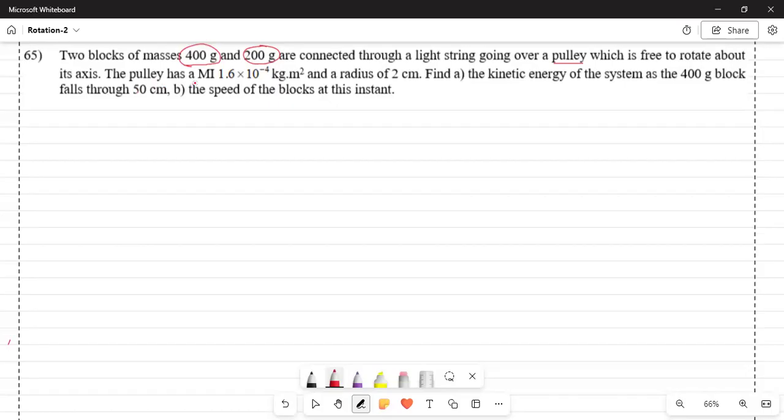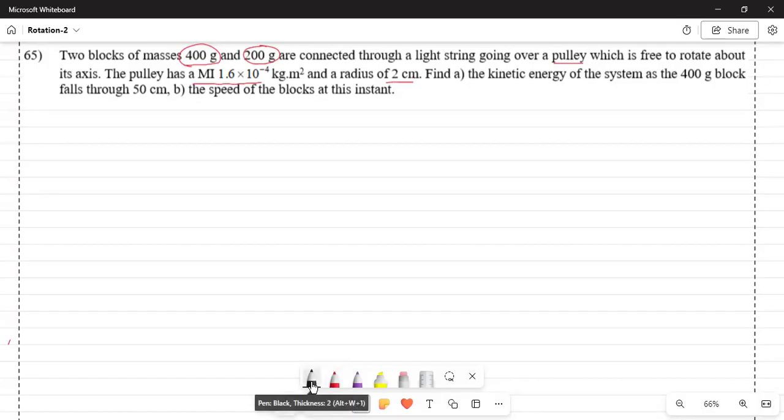The pulley has a moment of inertia and radius 2 centimeters. As I pointed out to you earlier also, whenever you see the pulley has a moment of inertia, etc., then it is not like the pulley you worked on in the kinematics chapter, where the pulley was always said to be a light pulley. A pulley was not a part of the system, but here the pulley is a part of the system.